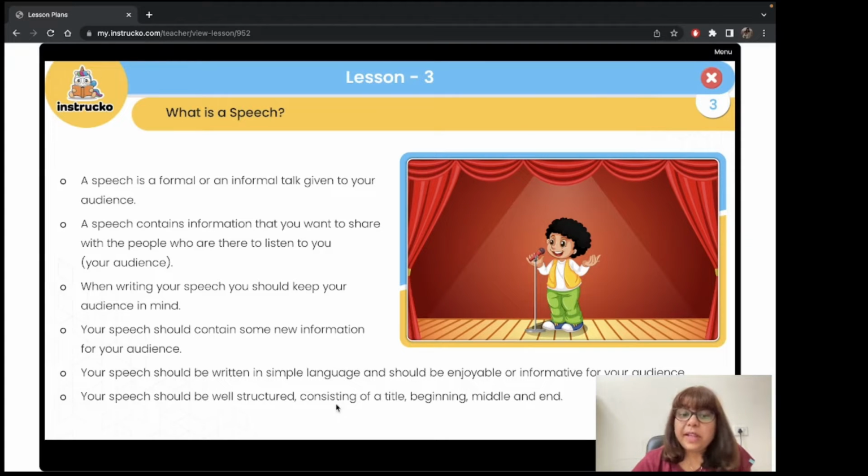Your speech should be well structured, consisting of a title, beginning, middle, and an end. Your speech should have structure. There is no point if you have a lot of information, but it's all over the place. You speak of the end in the beginning and the beginning in the end, and the body is all over the place. It doesn't work like that. So you have to introduce your topic, then you have to give your audience more information about your topic, and then you have to end your topic. And the best way to end your topic is if you tie your ending to the beginning. Then it is a well-rounded speech.